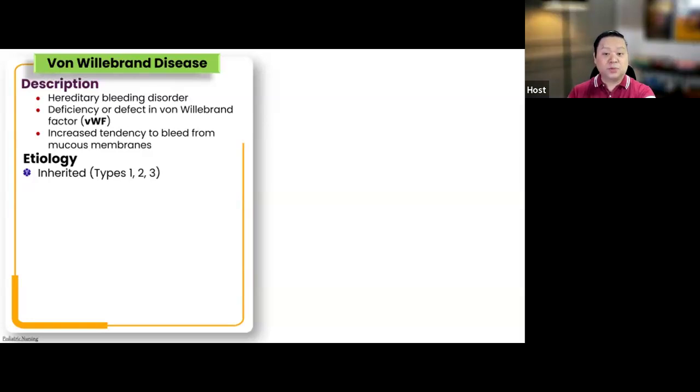However, for type 2, the pediatric patient inherits the autosomal dominant disease caused by several qualitative defects. So now there is a problem with the quality of the VWF factor. It doesn't work as well as a normal VWF.